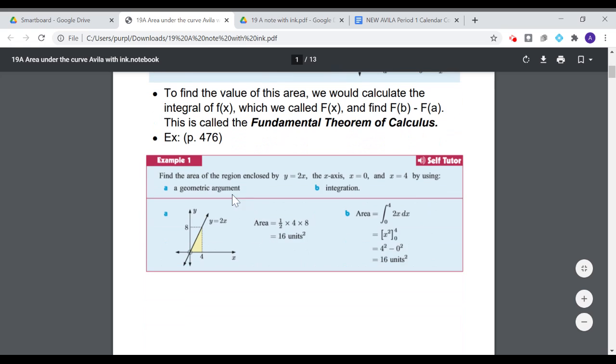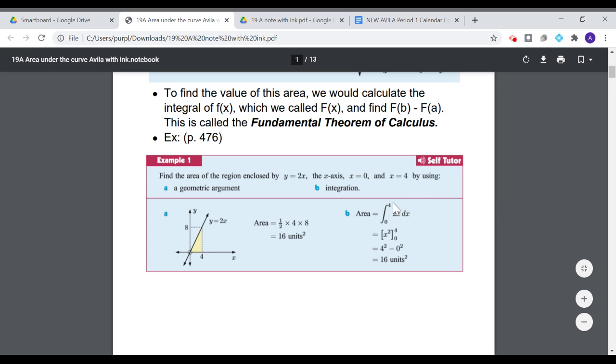And so, for example, if we wanted to find the area of the region enclosed by the line y equals 2x, the x-axis, and the line where x equals 4, then we could find it in 2 ways. Since we see that it makes a triangle shape, we could just find the area geometrically, meaning 1/2 base times height. The base here is 4, and the height is the value of y when x equals 4, which is 8. So 1/2 times 4 times 8 gives me 16 units squared.